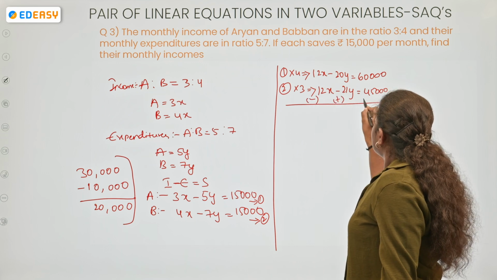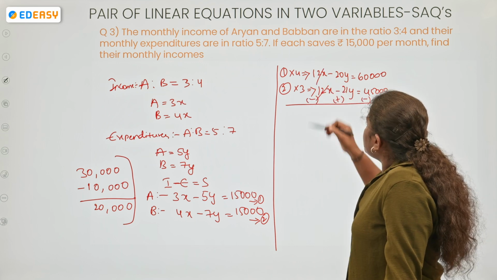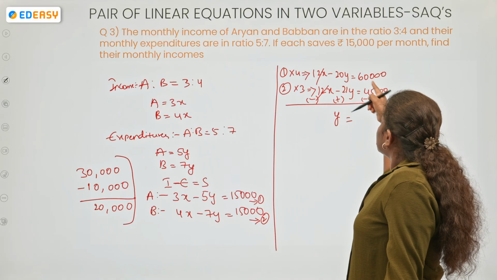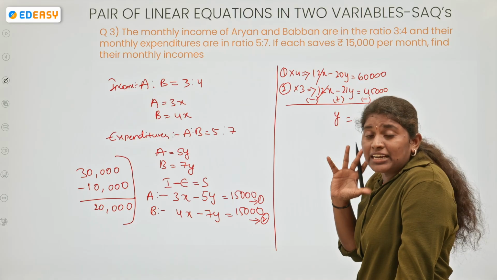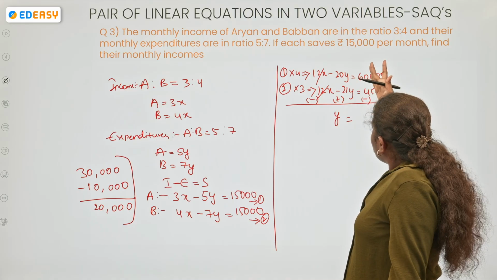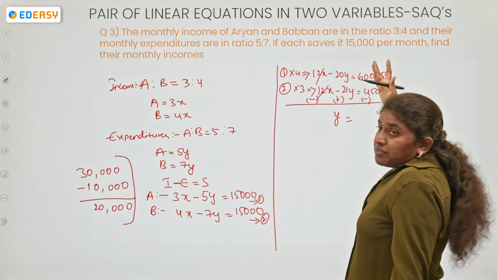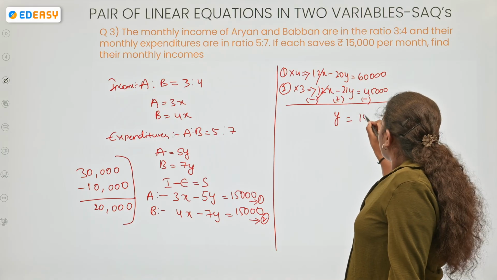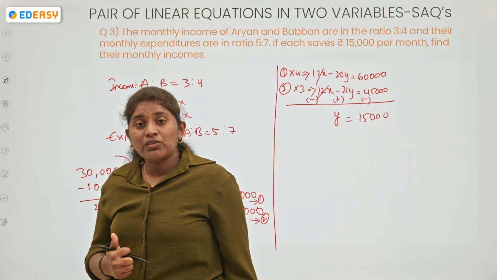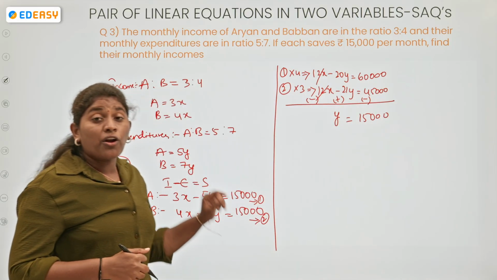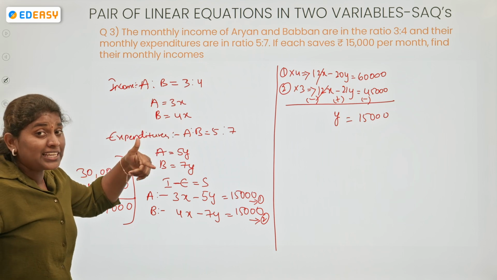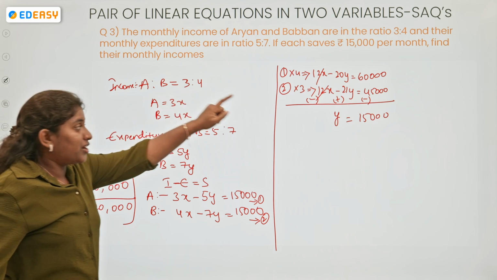Okay, let's do the subtraction. Minus, plus, minus. 12x cancels. Minus 20 plus 21, that is plus y. Now 60 minus 45. If you are getting confused with these zeros, then just leave the zeros. 60 minus 45 is nothing but 15, right? 15,000. Simple. So we got the y value as 15,000. In order to find the incomes, 3x and 4x, we need to find x. We got the y value.